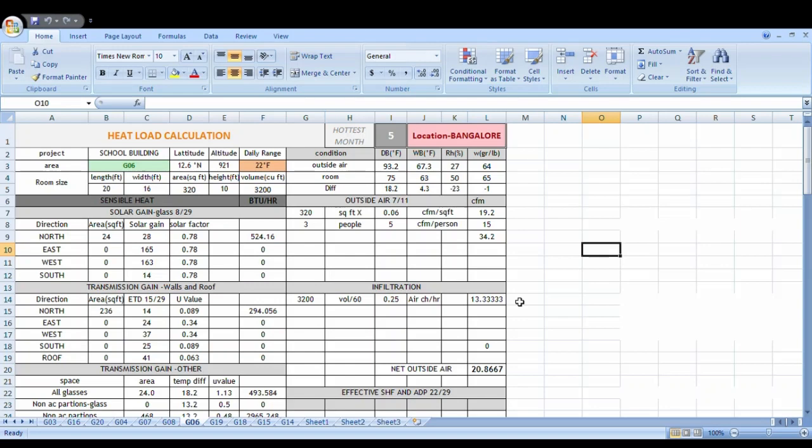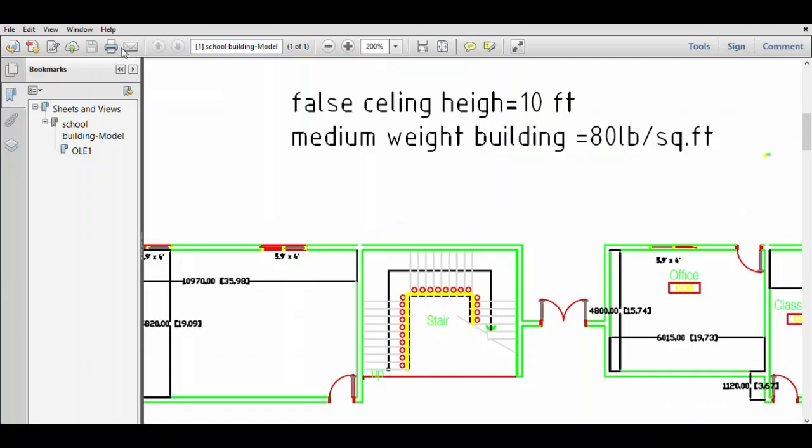Today I am going to show you how to do heat load calculation by using the E20 sheet. This is the E20 sheet. This is the building layout, a school building layout for Bangalore location. The false ceiling height is equal to 10 feet. Medium weight building equal to 80 lb per square feet.